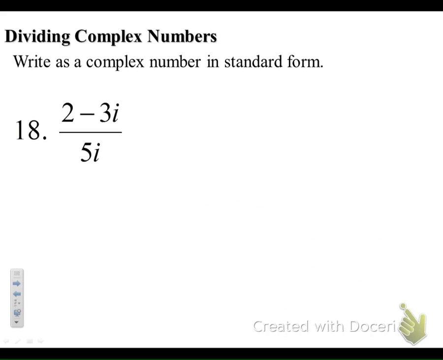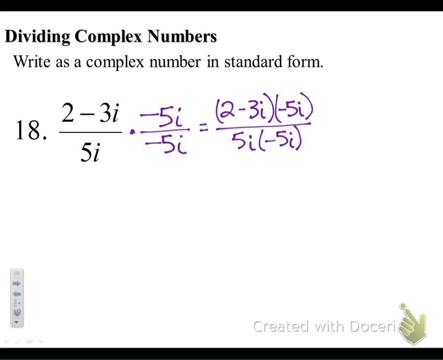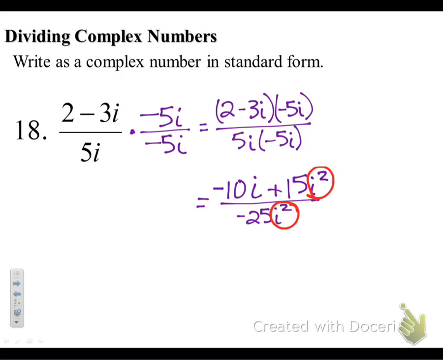2 minus 3i, all divided by 5i. Question is what is the conjugate? I see positive 5i, and typically I do change the imaginary part, so I could multiply by negative 5i on top and bottom. I notice I don't have any like terms, but I do have these i squareds I've got to get rid of, or rewrite. I'm showing the step of putting in negative 1.